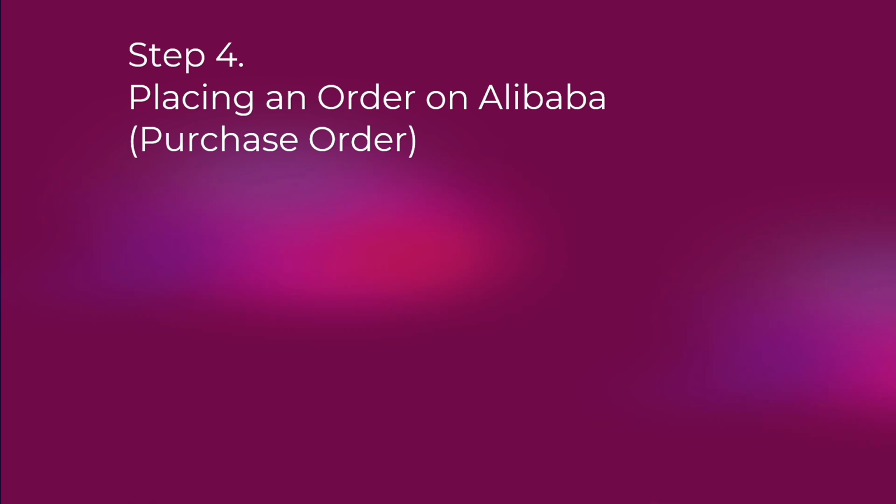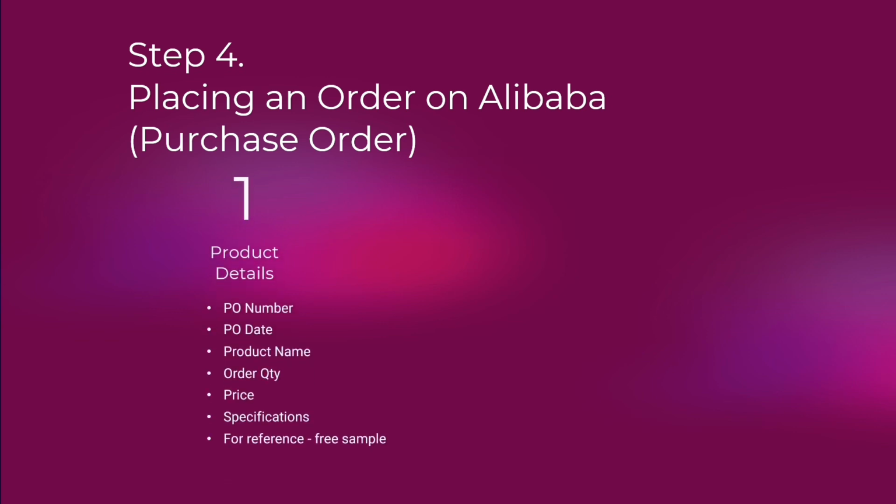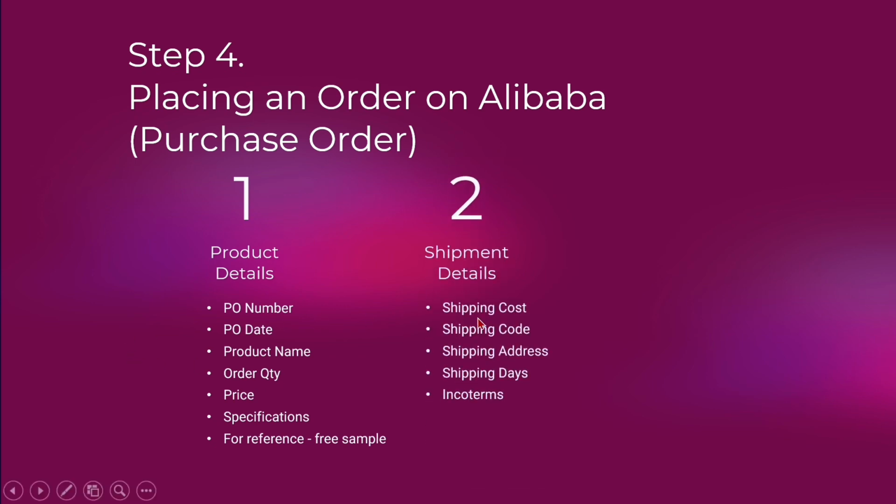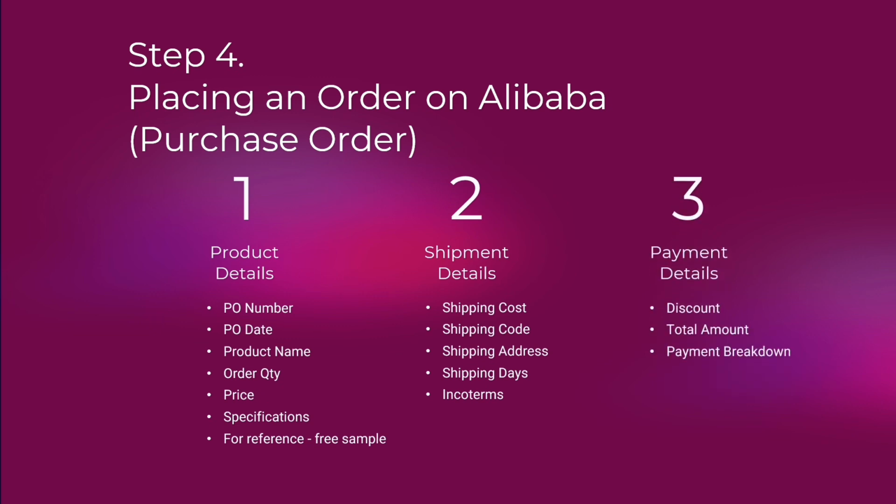These are the details that I write down on my purchase order. As you can see, there are the product details. Under that: the PO number, purchase order date, product name, order quantity, price, specification, and then free sample for reference. I also include that in my purchase order just to make sure that everything is aligned with my supplier. And then the shipment details: make sure that you input the shipping cost, the shipping code, shipping address, shipping days, as well as the Incoterms. And then last but not least, on my PO you will see the payment details, which is more on the discounts that we have agreed upon, and then the total amount plus the payment breakdown.